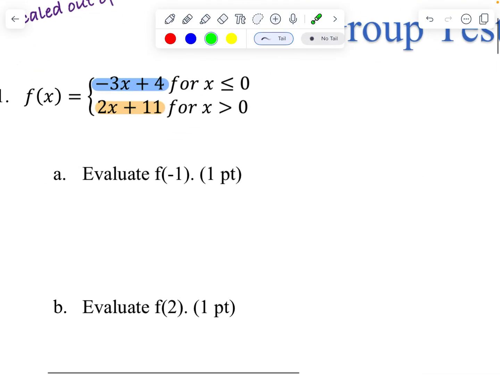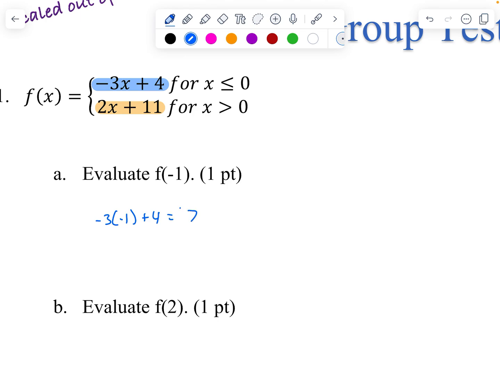And so if we go down to part A, we can see that we're plugging in -1. Since -1 is our x value, which is less than or equal to 0, we're going to plug -1 into this piece and get -3 times -1 plus 4, which is equal to 7.